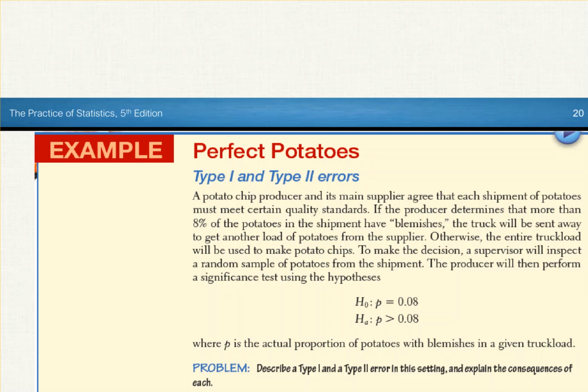A type 2 error would be one where we fail to reject the null hypothesis, so we accept the shipment, but it turns out a lot more than 8% of the potatoes have blemishes.